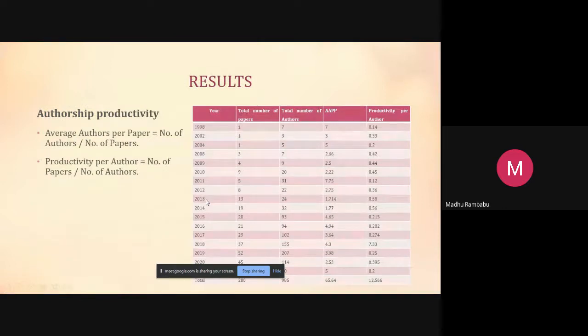Next, authorship productivity. We can get average authors per paper. Number of authors by number of papers per year. For each year we can get total number of papers, total number of authors, and average authors per paper, and then author productivity per author. Productivity per author, number of papers by number of authors.